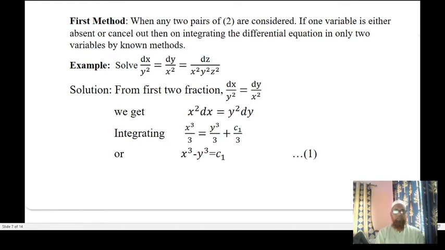Example: solve dx by y square equal to dy by x square equal to dz by x square y square z square. From the first two fractions, dx by y square equal to dy by x square. Cross multiply, we get x square dx equal to y square dy. Integrating, x cube by 3 equal to y cube by 3 plus c1 by 3, where c1 is the integrating constant. So multiplying by 3, we get x cube equal to y cube plus c1. Taking y cube to this side, x cube minus y cube equal to c1. So this is the first set.